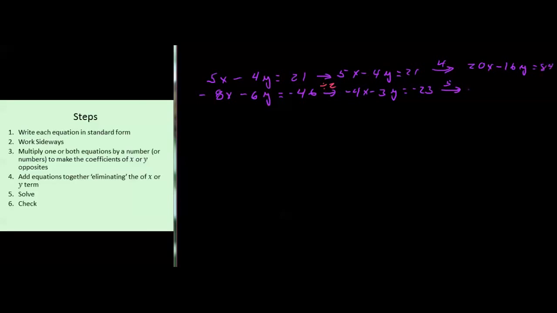I can't even read my writing. 5 times negative 4 is negative 20. 5 times 3 is minus 15 equals negative 115. We add them together. These eliminate. We get negative 31y equals negative 31. Divide by negative 31. And y is equal to 1.